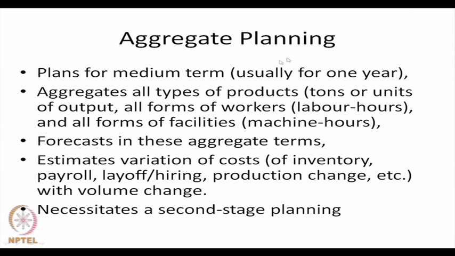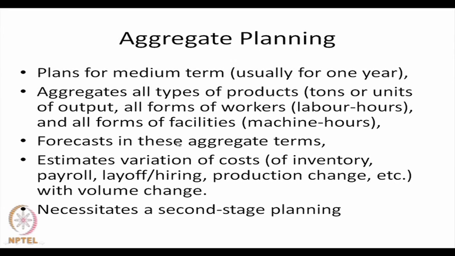Aggregate planning is usually done for 1 year. It aggregates all types of products. It does not make specific plans for individual products. Instead, it aggregates all types of products and expresses it in terms of tons or units of output. It aggregates all types of workers in terms of labor hours and all forms of facilities in terms of machine hours.